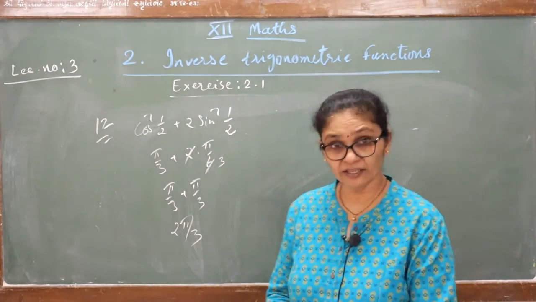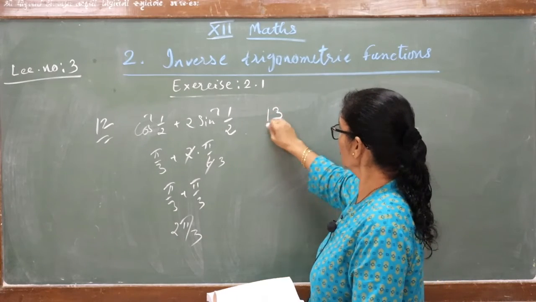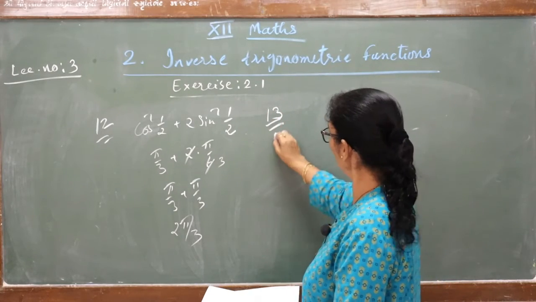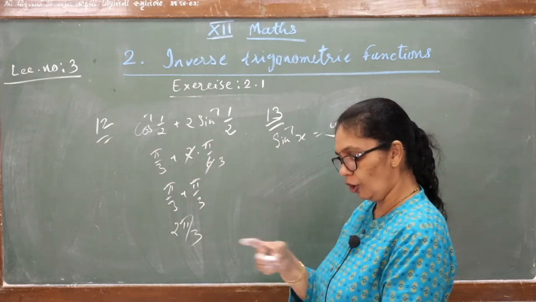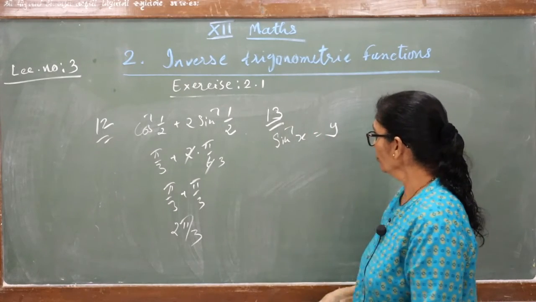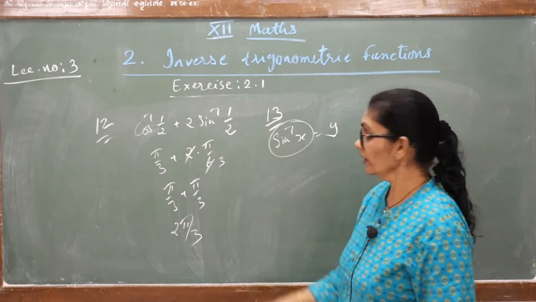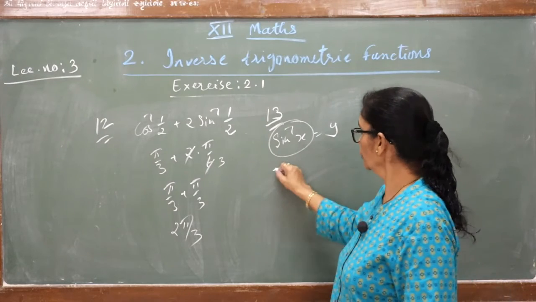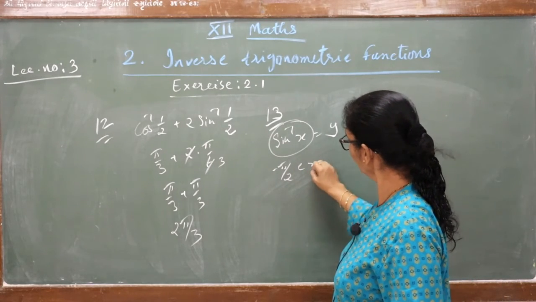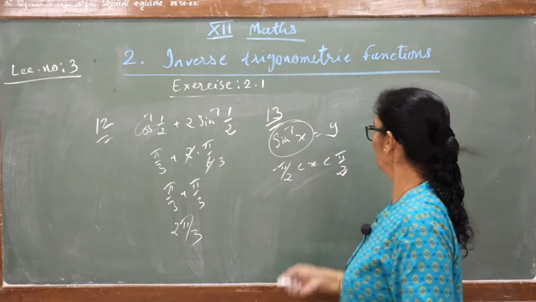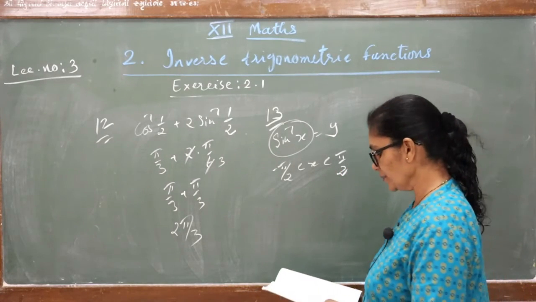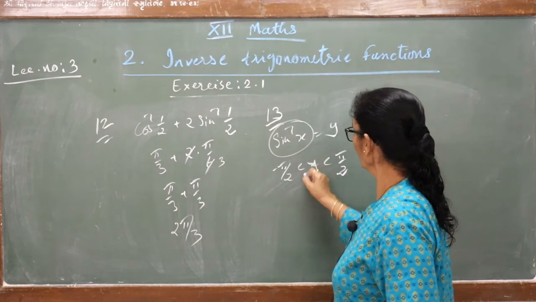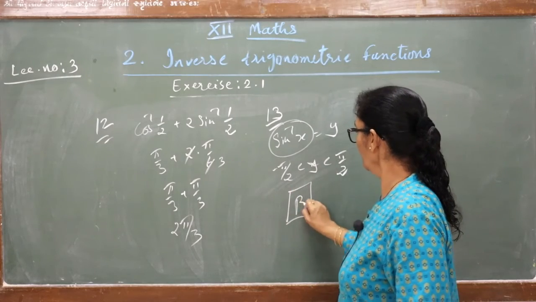Now 13th one, your MCQ number 13. Check your MCQ. What is given? Sin inverse x equal to y is given and all the quadrants are given. So you know for sin, what is our range? Minus pi by 2 to pi by 2. So when you write for y, your answer will be from minus pi by 2 to pi by 2. Okay, minus pi by 2 to pi by 2, that is your option number B.